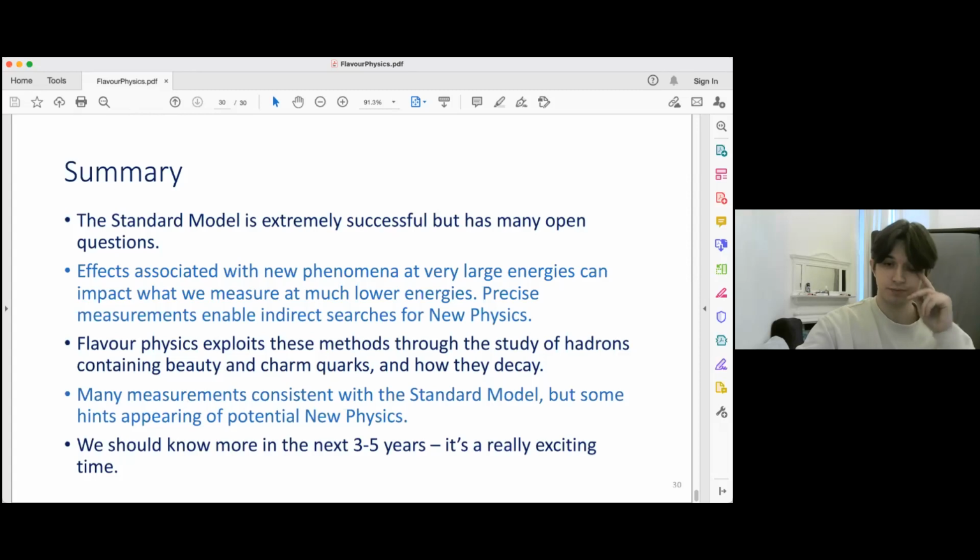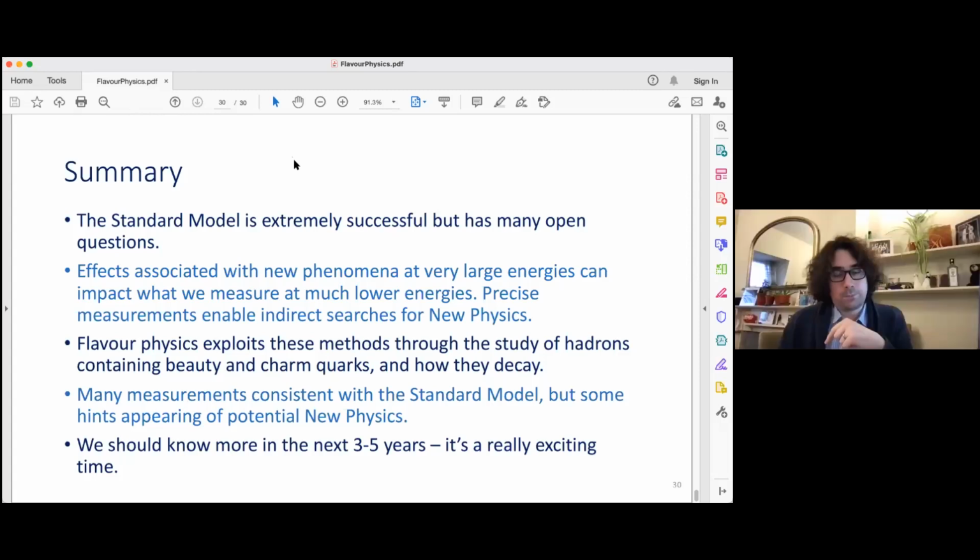Another question. Does this mean that there will no longer be any direct detections of new particles at the LHC? No, absolutely not. It's a really good question. It's a really good point to make.